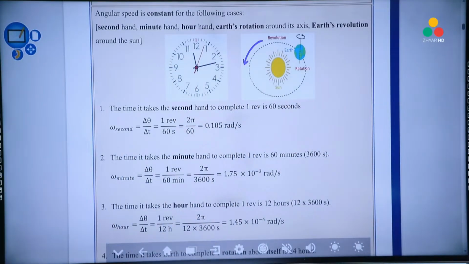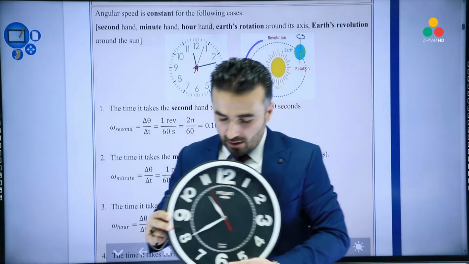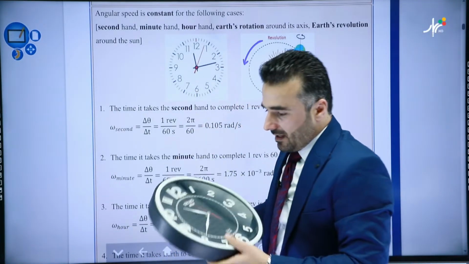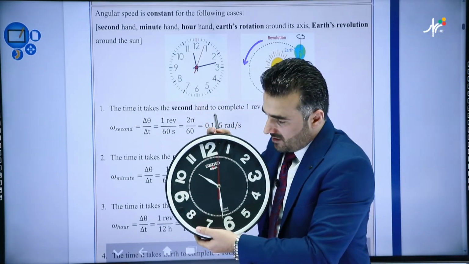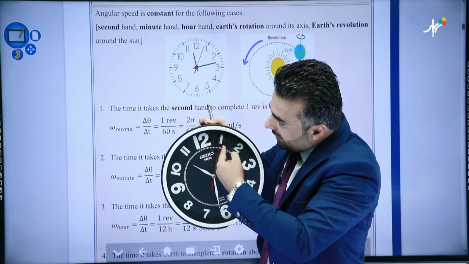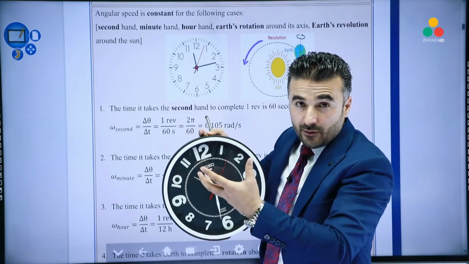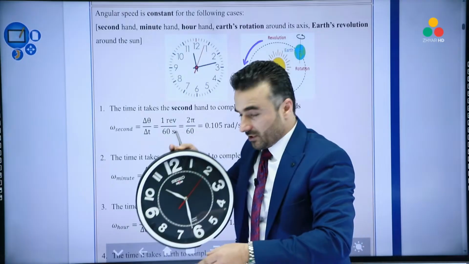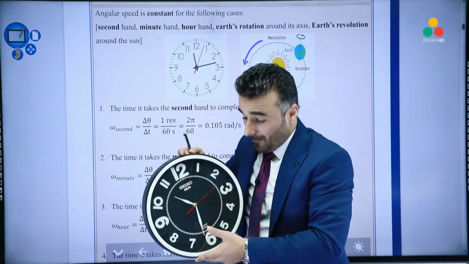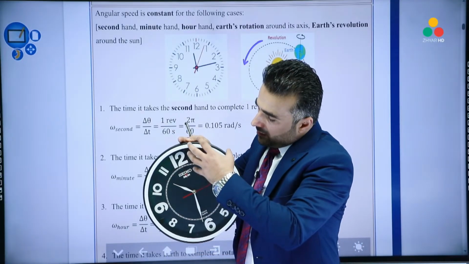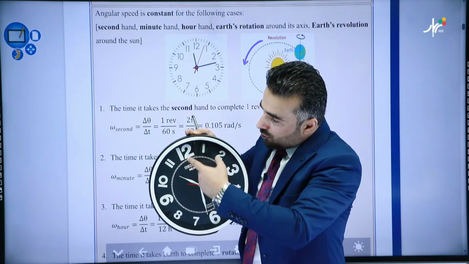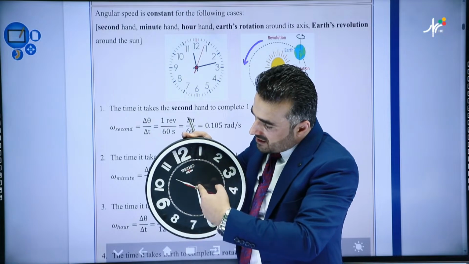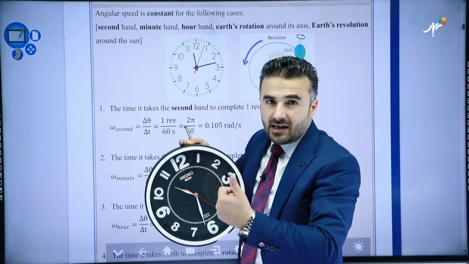For example, we have this clock. Take a look. Here, you can see we have the second hand. I hope you can see well, the second hand doesn't speed up or slow down, unless the battery is dead or dying, that's a different story. But if the clock is working well, you can see that for the second hand to complete one revolution, it takes 60 seconds.